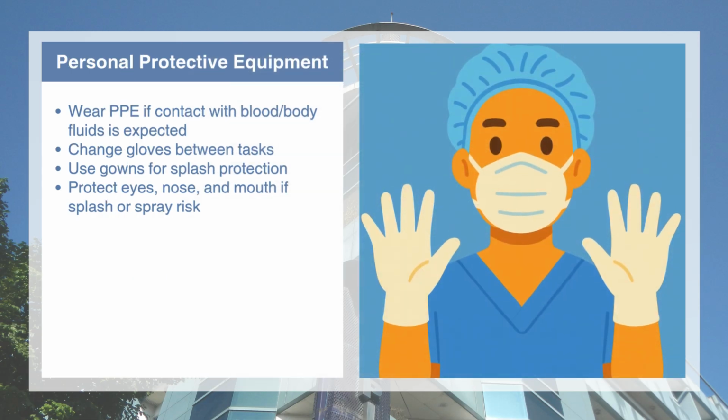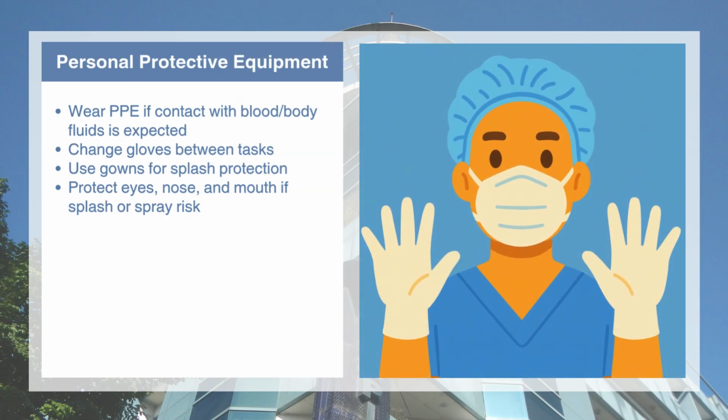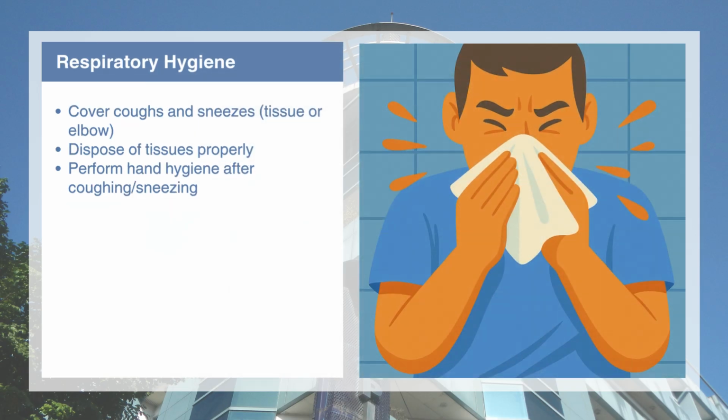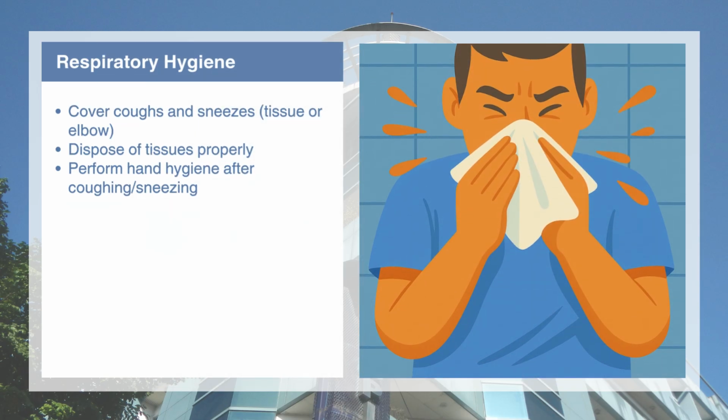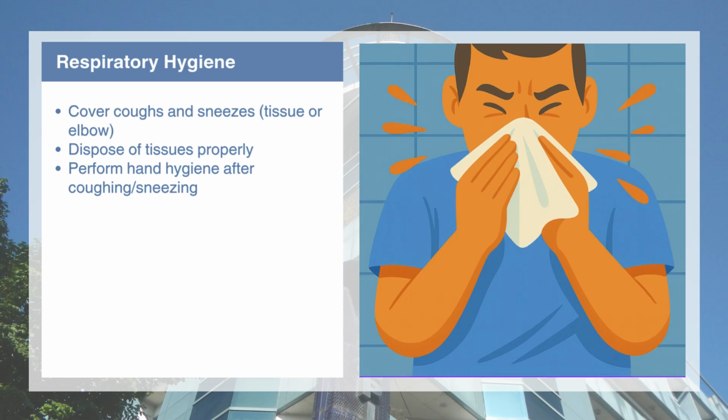PPE acts as a barrier between you and infectious material. Gloves must be changed between tasks, gowns protect your clothing, and eye or face protection should be used if splashes are possible. Always remove PPE safely and perform hand hygiene afterwards. Respiratory hygiene and cough etiquette are essential in preventing droplet transmission. Always cover your mouth and nose. Dispose of tissues immediately and post reminders in common areas.